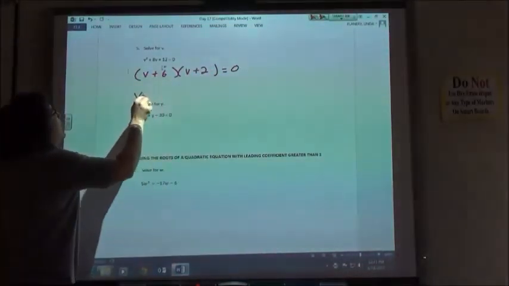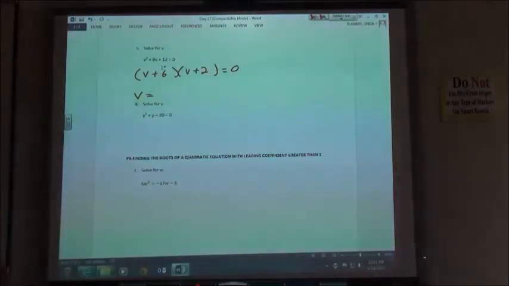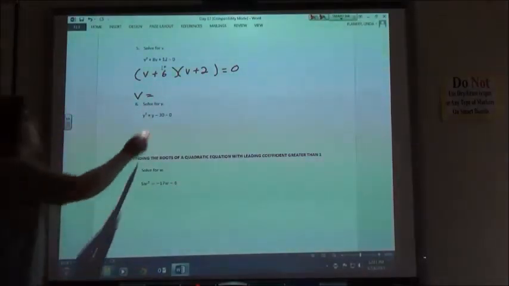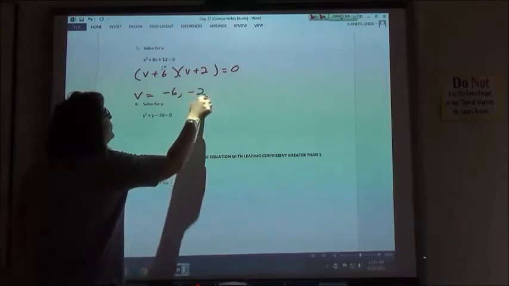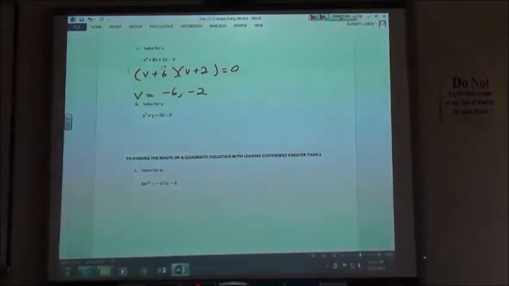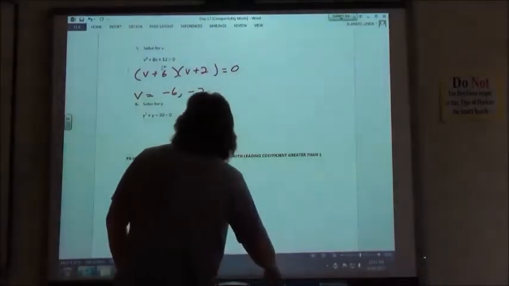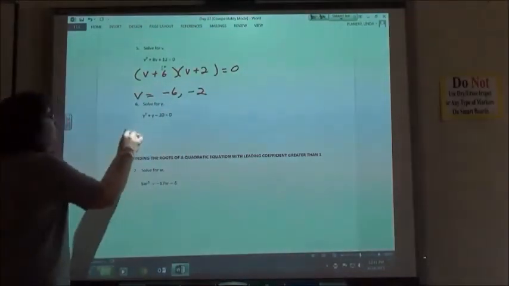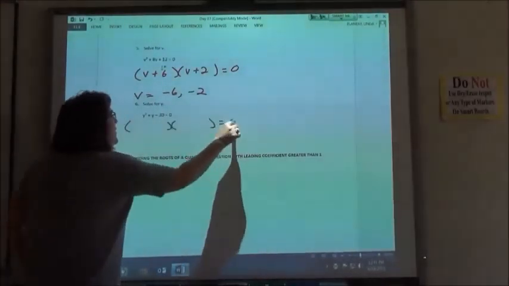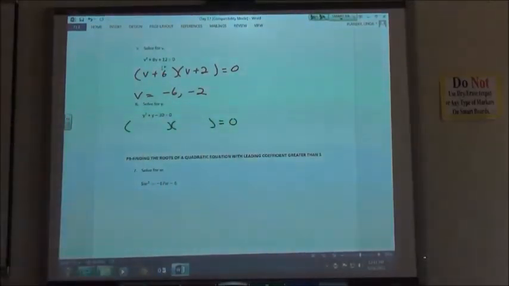So when you solve those, v would equal -6 or -2 because we have to do the opposite when we move them over. Right? We know -6 plus 6 is 0. And number 6, if we're going to factor that one out, how's that one going to factor?